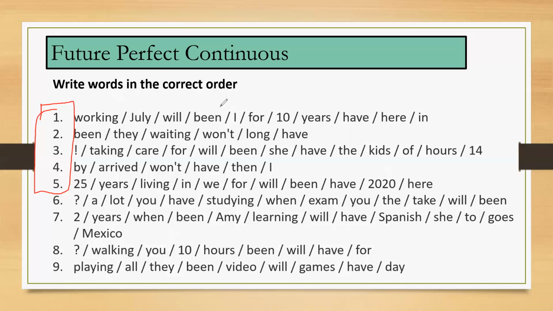So who's for the first one? Maybe, teacher: I will have been working in July for 10 years. Very good, could be. Or also you can start with: In July, I will have been working for 10 years, right? Both of them are correct. Okay, good, excellent. Number 2.